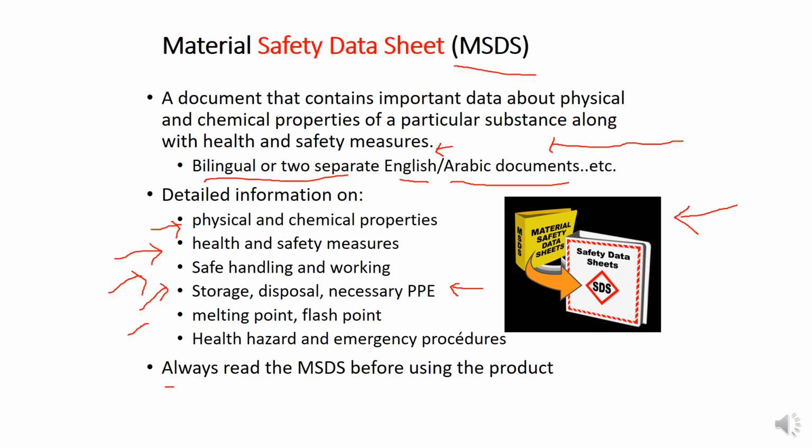So whenever you are going to use any particular chemical, it is very important to read this document. Of course, there is basic information available on the label, and if you have thorough knowledge, you might be an expert. But as a learner or beginner, you should read this document first while using any chemical.